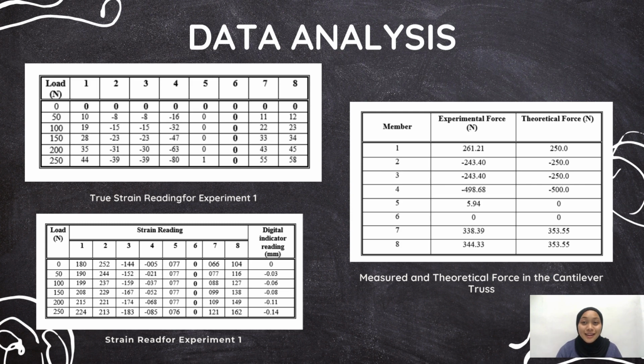For analysis data, strain reading and frame deflection can be determined by observing the result when we put load on the truss. After getting the strain reading, we can find the true strain by dividing the load of fracture by the cross-sectional area at the fracture. Next, we have to determine the experimental force by using the true strain that had been calculated, using the Euler formula. Last but not least, we have to calculate the theoretical force by using the method of joints.